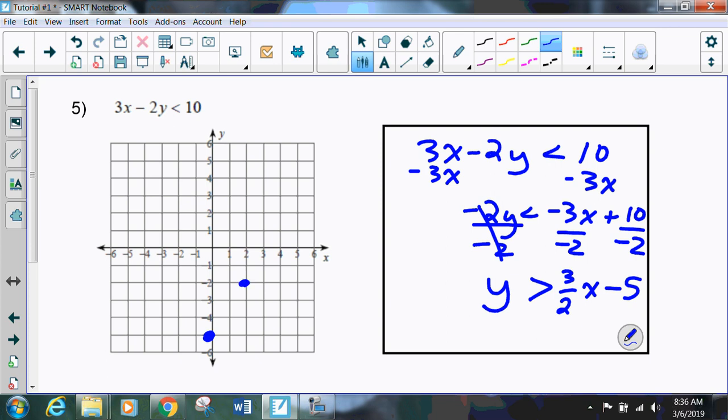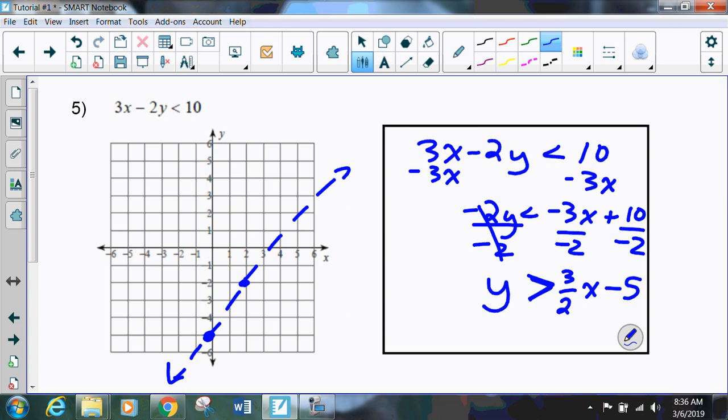We have to stop. We are not just going to mindlessly draw a line that connects those 2 points. We have to stop and say y is greater than this line, not equal to it. So because there's no line underneath the greater than sign, I know I have to use a dashed line to connect these 2 dots. And the second thing I need to do is decide where to shade. Y is greater than this line.